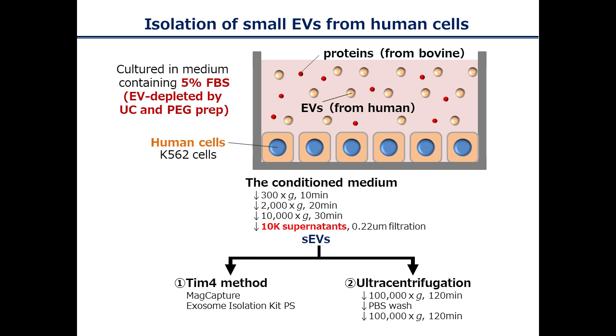Here is a simple experiment. Human cells were cultured in the medium containing 5% fetal bovine serum in which EVs had been depleted by ultracentrifugation and PEG precipitation in advance. The conditioned medium containing both EVs from human and proteins from bovine were subjected to the standard differential centrifugation to obtain 10K supernatants, which were also filtrated. Then, small EVs were isolated from the 10K supernatants either by our TIM4 method or ultracentrifugation.